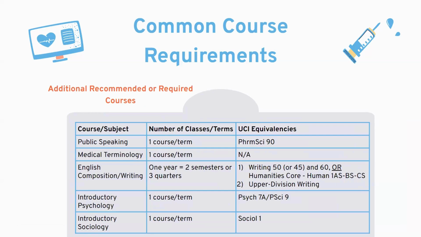To wrap up the information about course requirements for health profession programs, I want to highlight some non-STEM courses that are commonly desired of applicants. Some of these requirements can be completed at UCI, while others are only offered at other institutions. Here you'll see first public speaking, and it's usually one course or one term. UCI does teach an equivalency to public speaking. It is PharmSci 190. This class does have limited spaces though, so if you can take it at UCI, that's great. Otherwise, you could also look for a class at a community college or another university.